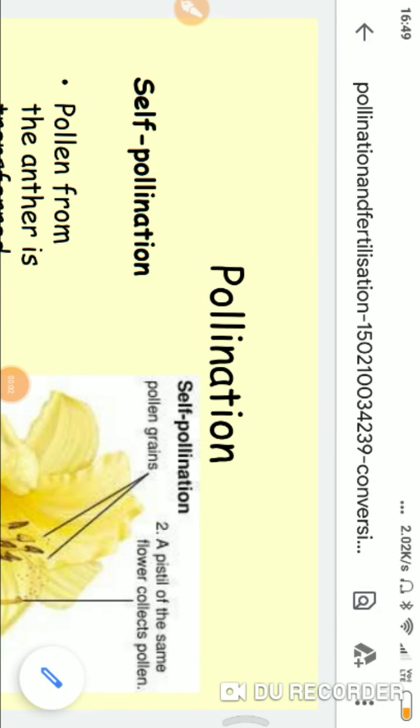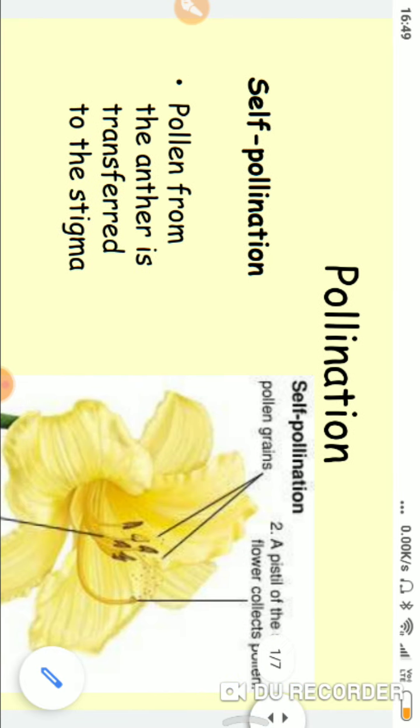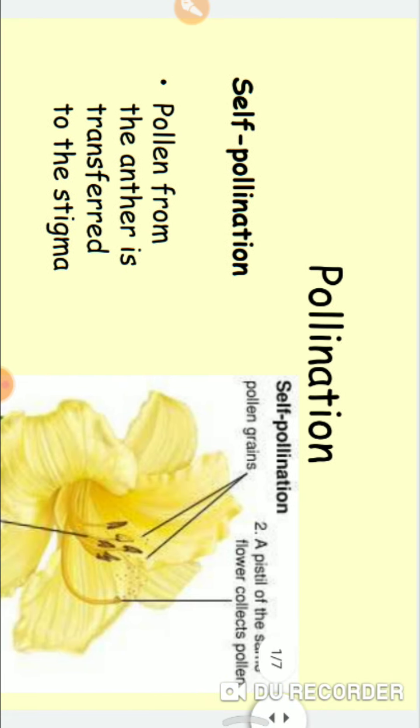Okay, we'll see pollination. What is pollination? It's the transfer of a pollen grain to the stigma. Pollination is divided into two types: self-pollination and cross-pollination. Self-pollination means the transfer of pollen grain to the stigma of the same flower or of a different flower of the same plant.